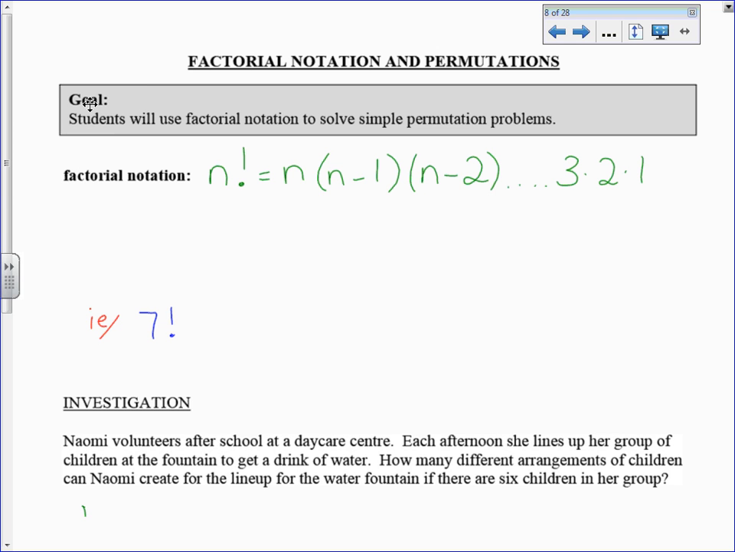So with an actual number, what this means is 7 times 6 times 5 times 4 times 3 times 2 times 1. And then you can use your calculator to find that by typing in 7 times 6 times 5 times 4 times 3 times 2 times 1. The times 1 is pointless, right? It's redundant. So you get 5,040.